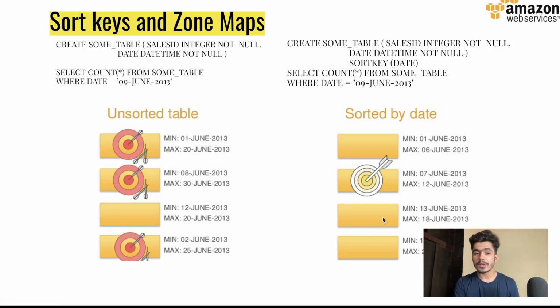But if we have the data sorted properly, so let's say from 1 June to 6 June, then 7 June to 12 June, 13 to 18, 19 to 24.